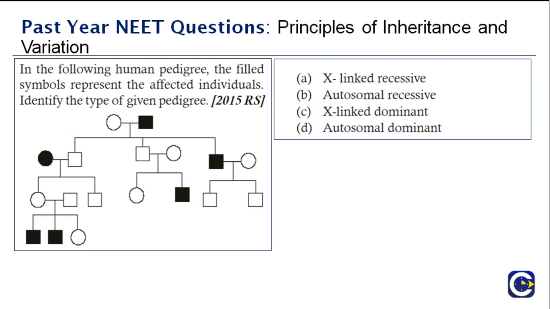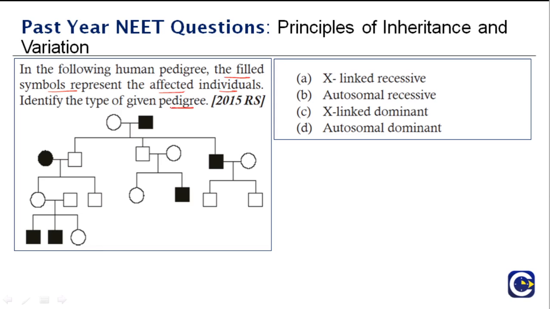So this is now the pedigree analysis. You should definitely know how to read the pedigree analysis, and I'm sure you know it, right? If it's empty, it means unaffected. If it's colored, it is affected. Round is for females, square is for males. In the following human pedigree, the filled symbols represent affected individuals.